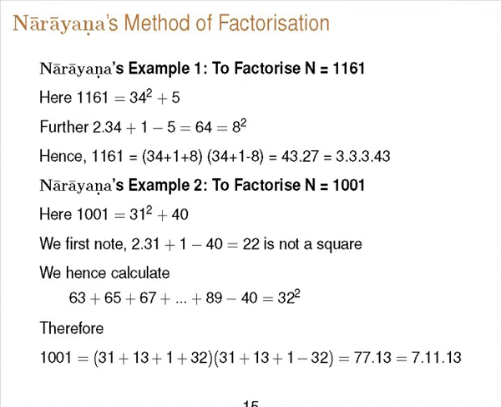So 1161, the closest square is 34 squared plus 5. Here you are lucky, 2 into 34 plus 1 minus 5 is already a square. So you got factors straight away.